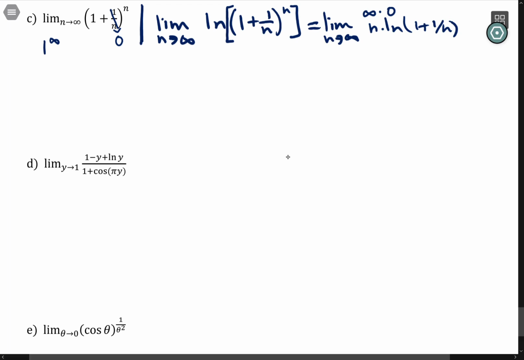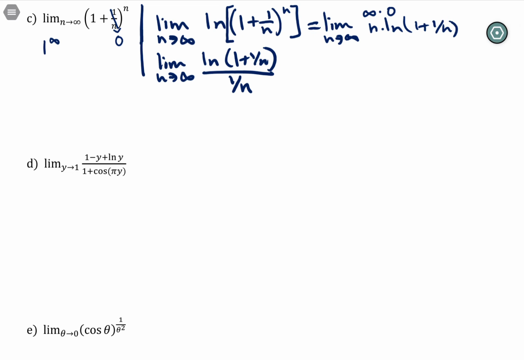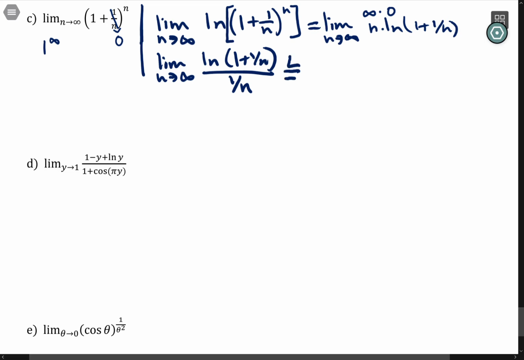So we're going to say, still on our sidetrack here, limit as n approaches infinity of the natural log of 1 plus 1 over n divided by 1 over n. So dividing by 1 over n is the same as multiplying by n. And now when I look, we know the top is approaching 0 and the bottom is now also approaching 0. So I can apply L'Hopital's rule finally.